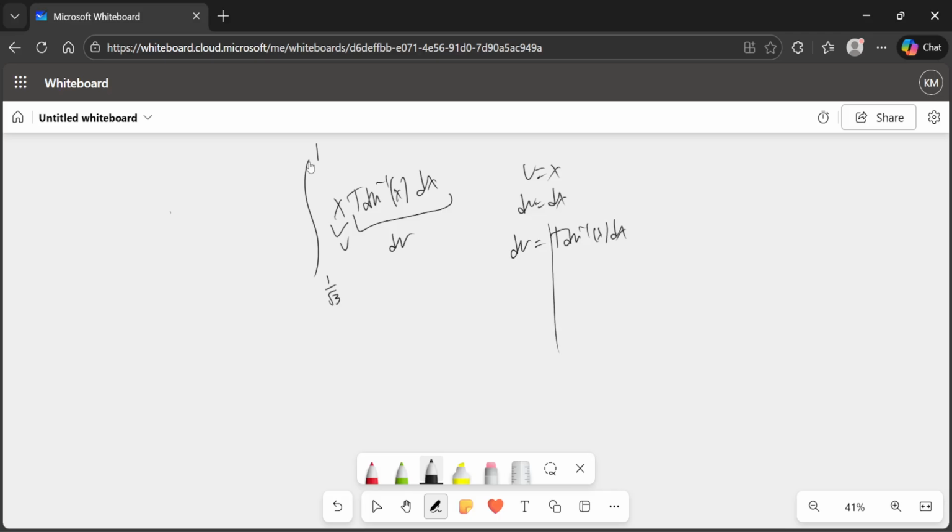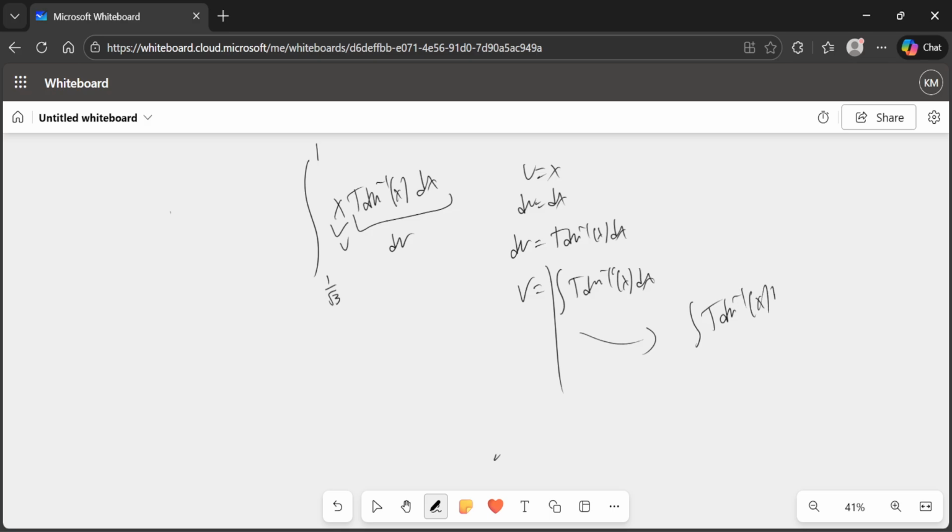So now we're going to have to put this off to the side. v equals the integral of this, right? Yeah, we did that earlier. We should do another by parts, right? Yeah, we'll just do it again by parts. Tangent inverse x dx, this is dv. This is u. u equals tangent inverse x, so du equals 1 over 1 plus x squared. dv equals dx, v equals x.